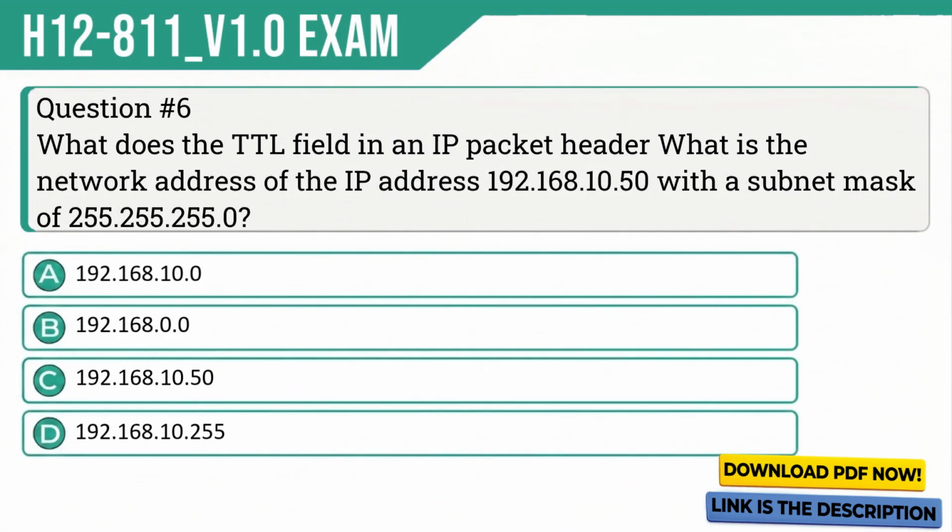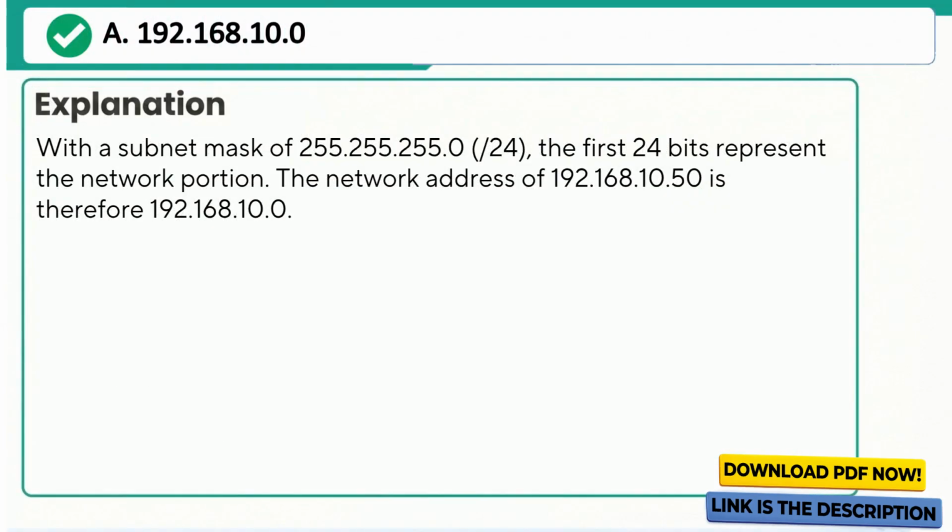Question number 6. What is the network address of the IP address 192.168.10.50 with a subnet mask of 255.255.255.0? A. 192.168.10.0. B. 192.168.0.0. C. 192.168.10.50. D. 192.168.10.255. The answer is A. Correct answer: A. 192.168.10.0.